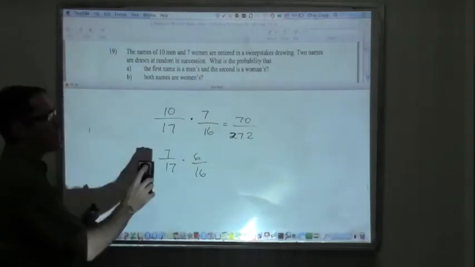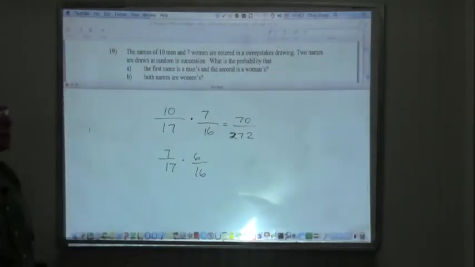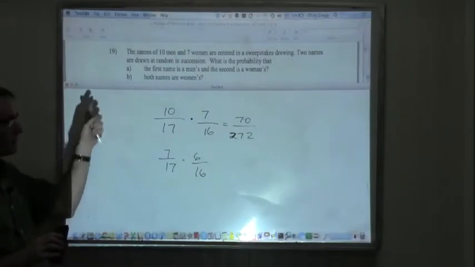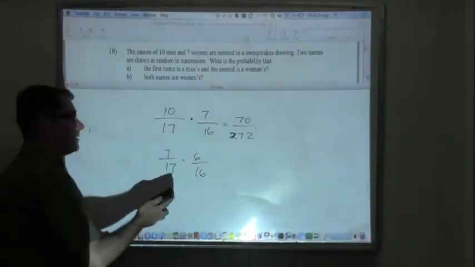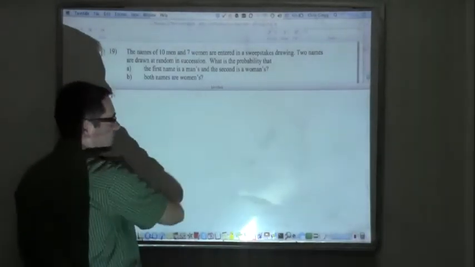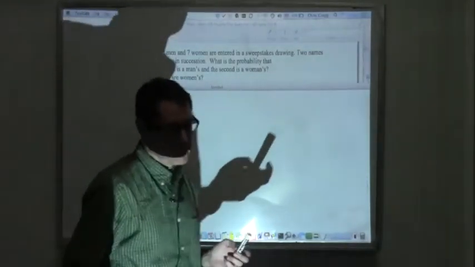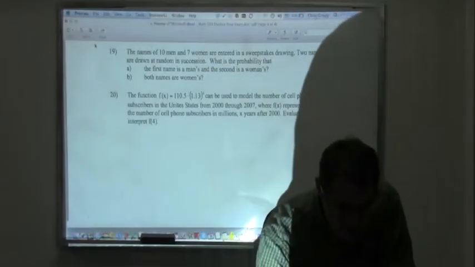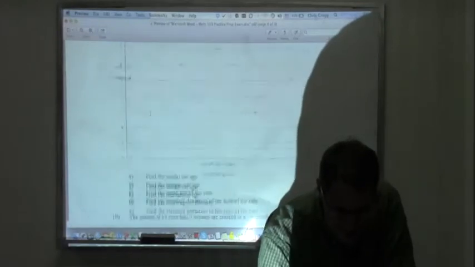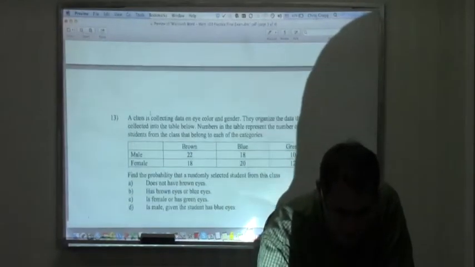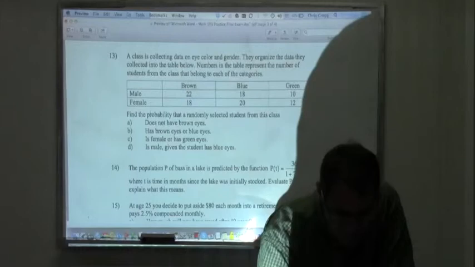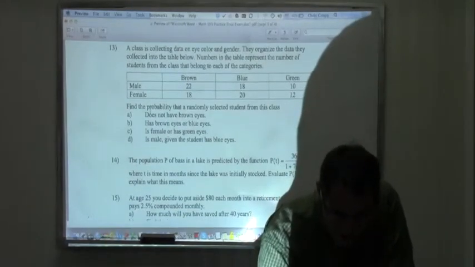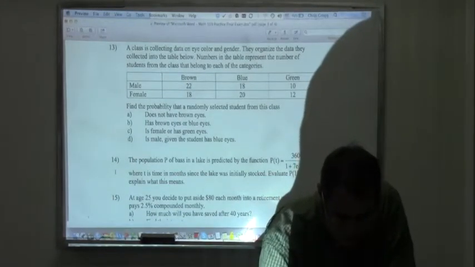Okay. Next week, I'll have some other ones that are similar to this, but a little bit more involved. Okay. All right. Let's look at the graph one here. Oh yeah, those. Didn't we do this last week, I thought? Let's look at it again.